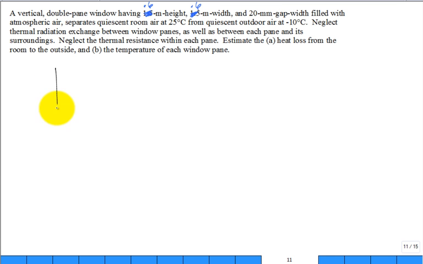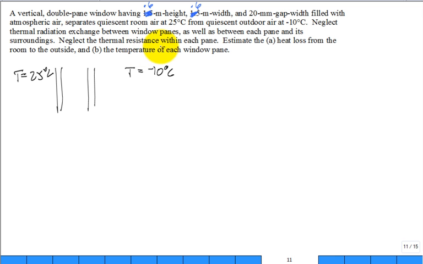So here's our 2 panes of glass, and we have the air over here. It's on the inside is 25, and the air over here is negative 10 degrees C. Neglect thermal radiation exchange between the window panes as well as between each pane and its surroundings. So only convection is considered.